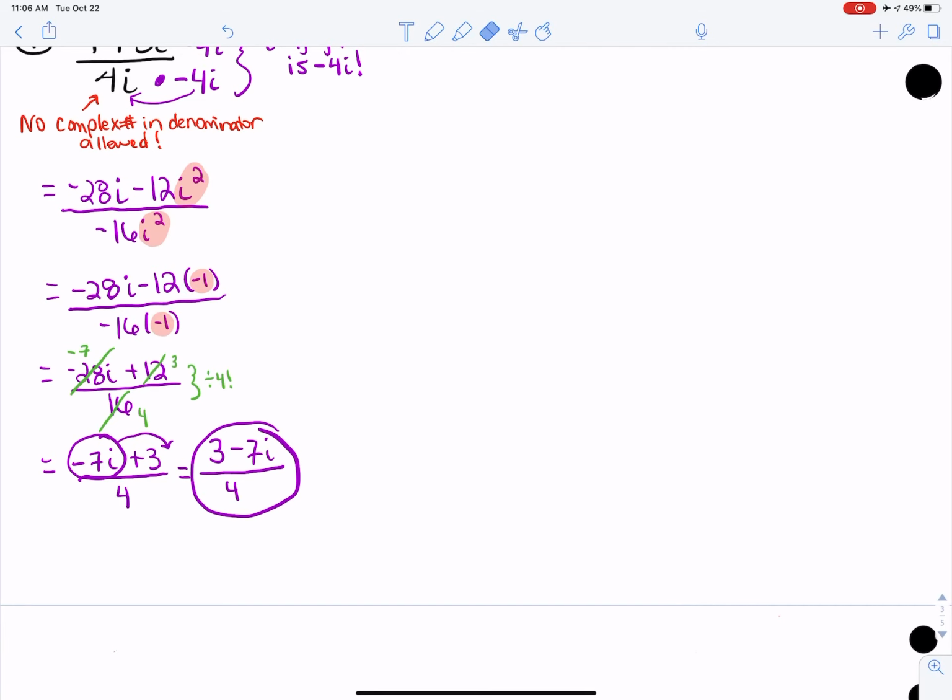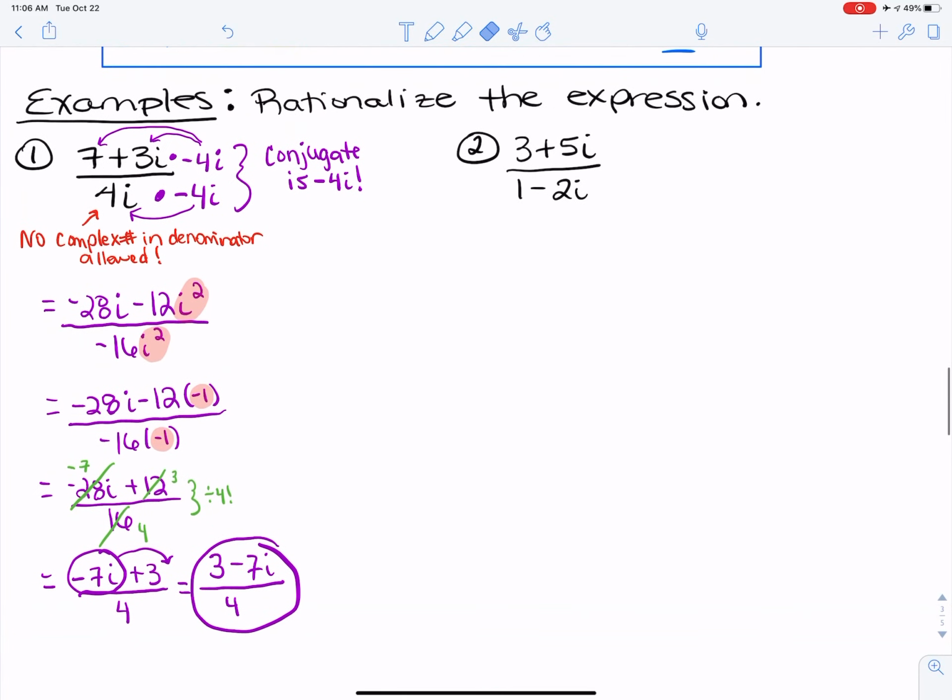Let's do one more of these. 3 plus 5i divided by 1 minus 2i. All right, so again, that denominator. You cannot have that denominator there. So we're going to multiply by the conjugate, and that is 1 plus 2i. Whatever you do to the bottom, do to the top. And yes, we're going to have to FOIL and do all of that.